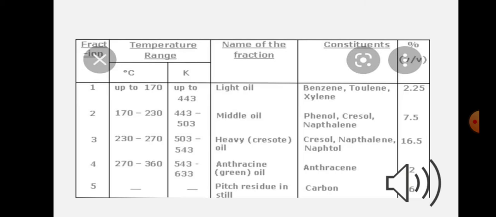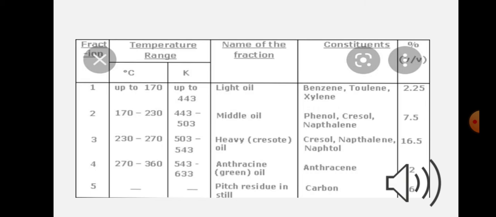And similarly 170 to 230 degrees Celsius, 443 to 503 Kelvin, the name of the fraction is middle oil, and the constituents are phenol, cresol and naphthalene. Percent is 7.5. And similarly for the heavy oil, you may call it as creosote, 230 to 270 degrees Celsius temperature range, and the constituents present are cresol, naphthalene and naphthol, and the percent is 16.5%. And the temperature range 270 to 360 is anthracene oil, also called green oil, and the constituent present is anthracene, and the percent is 12%.